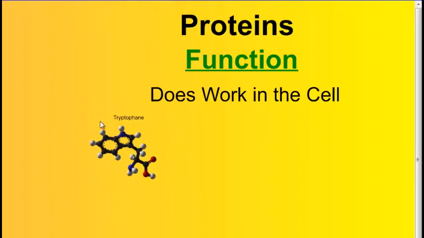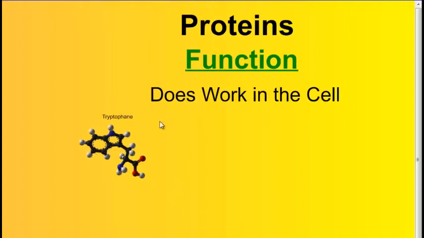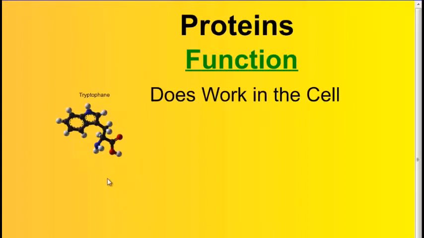This is a picture of one of the building blocks of proteins called tryptophan. This is what makes you tired after you eat a lot of turkey after Thanksgiving. And tryptophan has a lot of carbon and oxygen and hydrogen like everything else, but you see those little blue ones right here, those are nitrogen molecules.